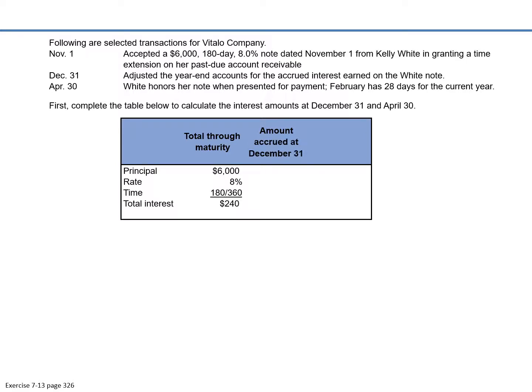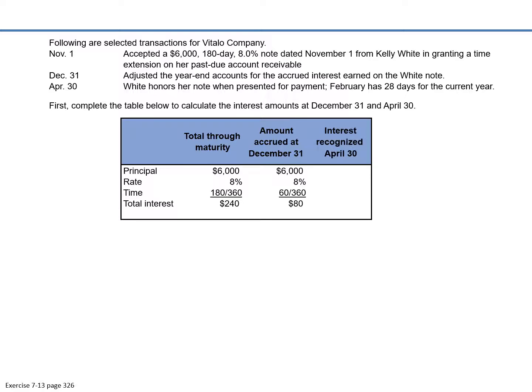The amount accrued at December 31st, so let's see, November 1st through December 31st, that's 61 days, right? So 6,000 times 8% times, isn't that 61 days? 30 days in November plus 31 days in December. They must not be counting the first day itself. So that's 60 divided by 360. Oh, it's 360-day years, so each month is considered to be 30 days. So you have 30 days in November, 30 days in December, so $80.